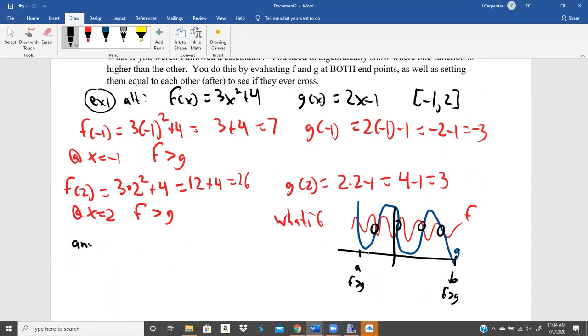So are there any crossing points, also known as intersections?